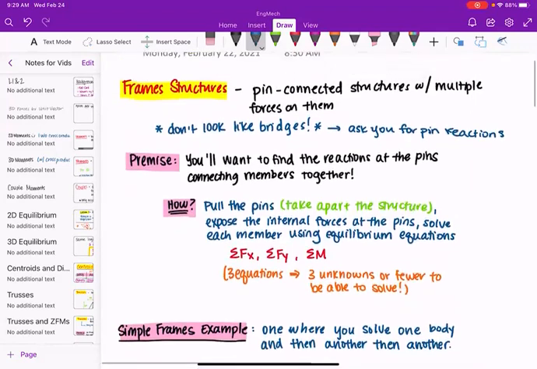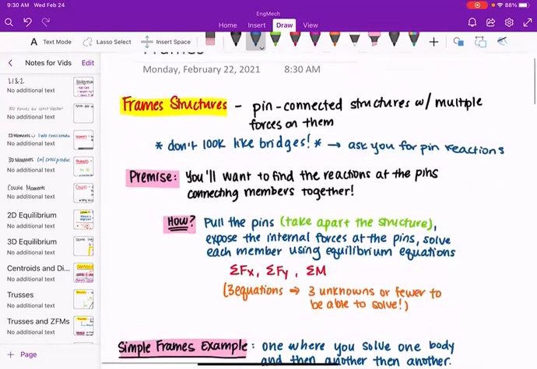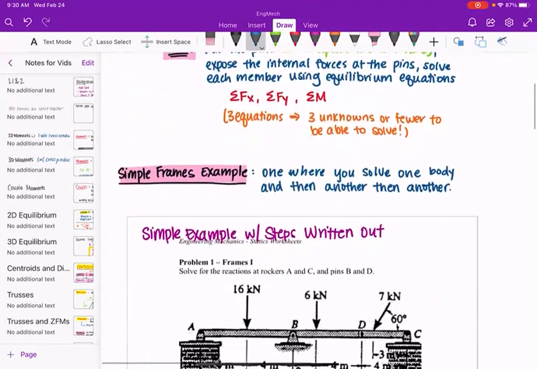And you do that by, once you see the problem, you take the structure apart and then you expose those reactions. And then essentially you just solve with equilibrium equations. Now the problem is you only have 3 equations at the most, right? And because of that, you have to have 3 unknowns or fewer to solve one section of the body. So that's kind of where frame structures become a little difficult to evaluate, because it becomes a game of hopping back and forth between one member and another to solve the problem. And we'll get into that in a second.